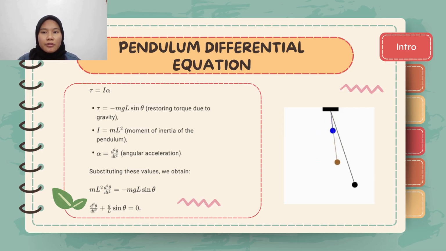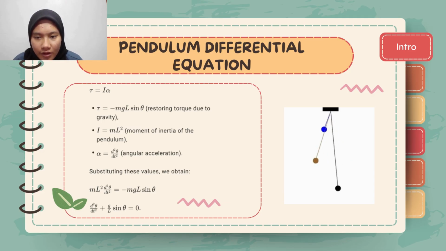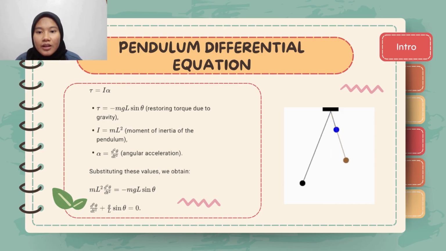Basically, we derive it from the torque equation. Torque, T, is equal to I alpha, which is equal to negative mg sine theta. I think you have all known this from physics one. And I is equal to ml squared, and alpha is d squared theta over dt squared, which means angular acceleration.